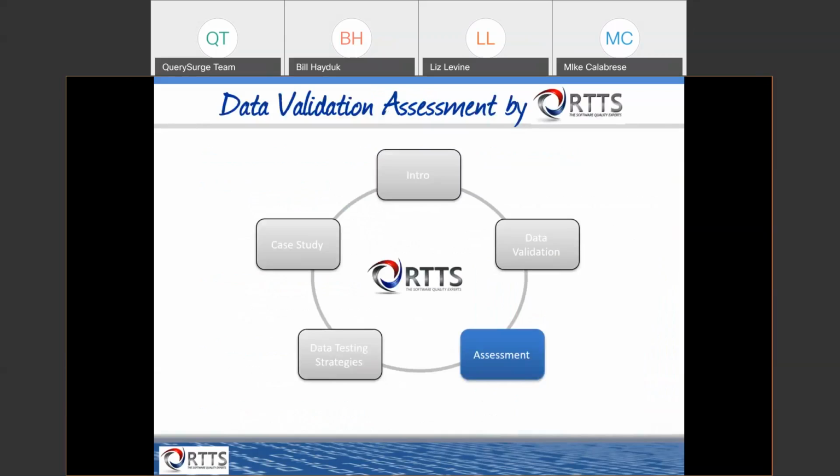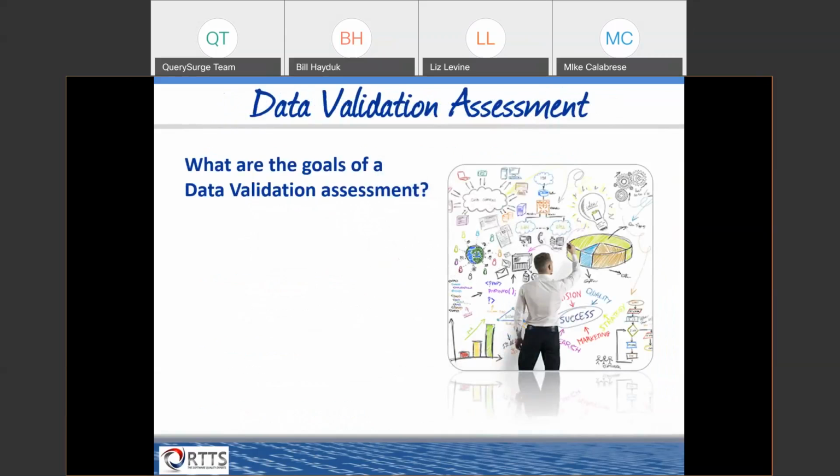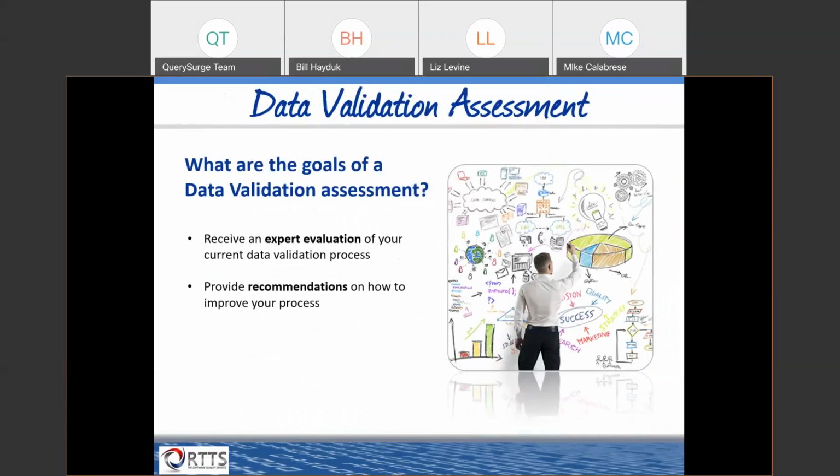So now we just want to go over some components of a data validation assessment and what that entails. So the goals of the data validation assessment is to receive an expert evaluation of your current process. And once that's done, provide recommendations on how to improve your process. And ultimately, a proposal for successful implementation of your goals.